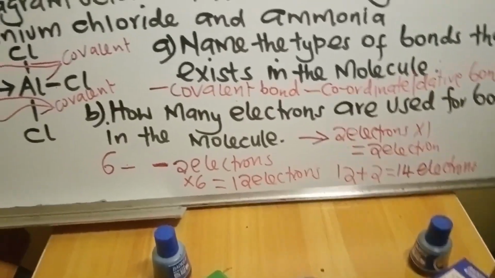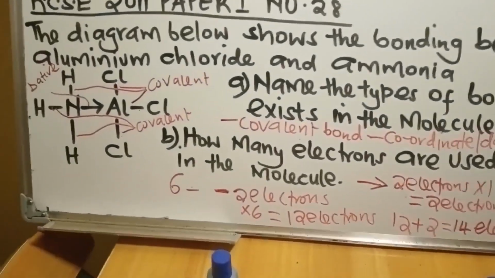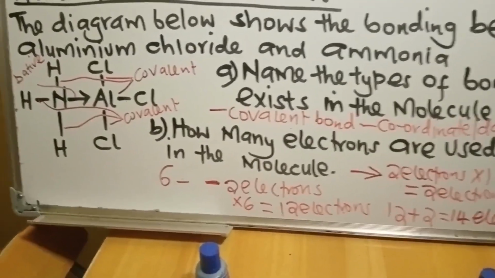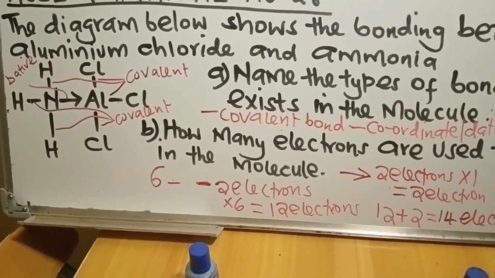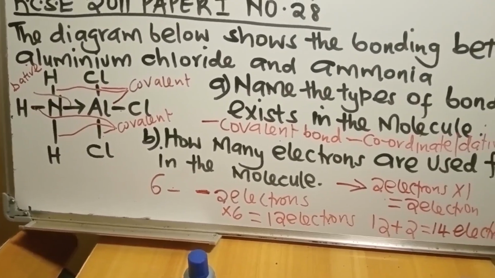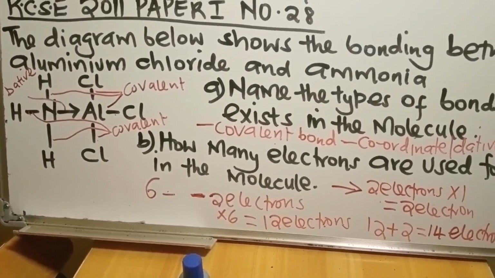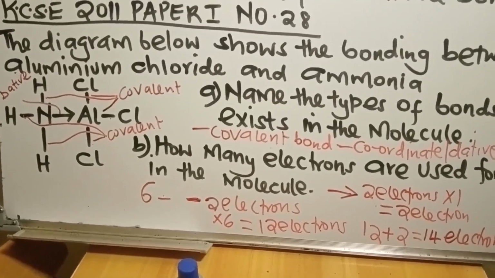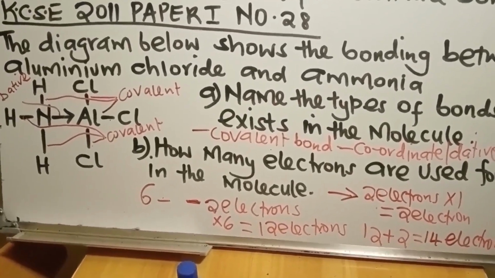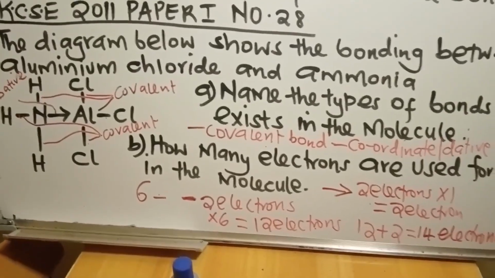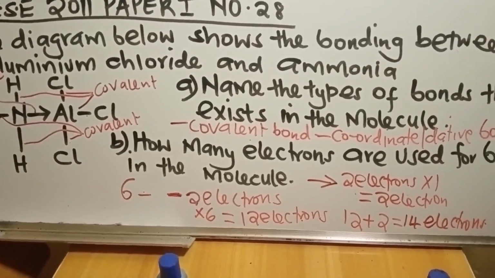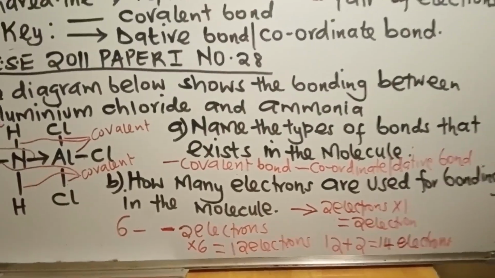So the secret there is just for you to count the covalent bonds, where we have a single line. There are 6 of them, and each and every single line represents a pair of electrons, so 6 of them times 2 electrons for each, those are 12 electrons. Then plus one single arrow representing a coordinate bond, also representing 2 electrons, so 1 times 2. Then you combine the 12 and the 2, you get a total of 14 electrons.